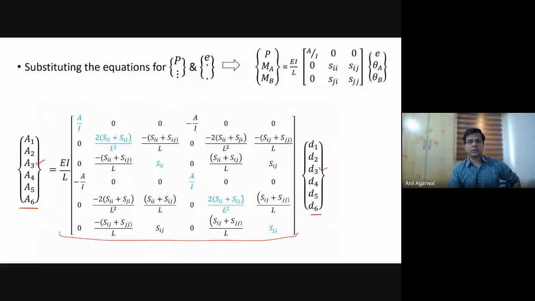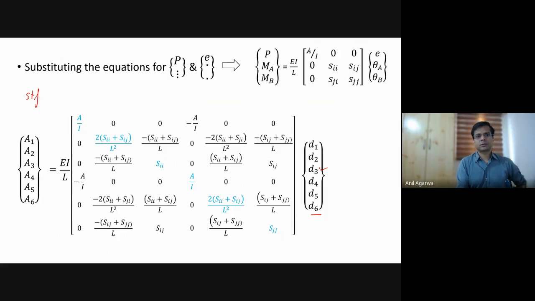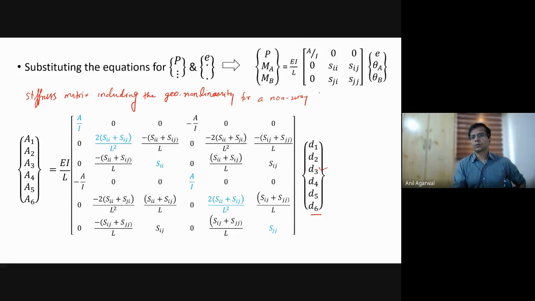Okay. So this is the geometric nonlinear, I would say, stiffness matrix, including the effect of geometric nonlinearity for a non-sway plane frame member rather.